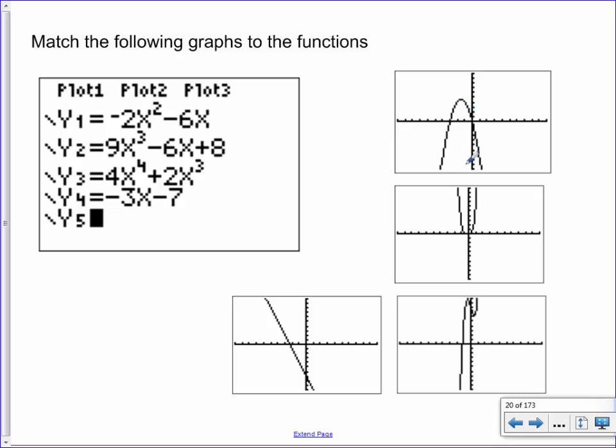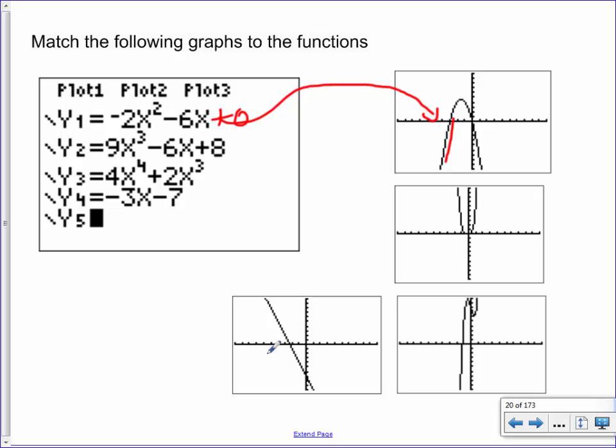I'd guess probably quadratic, right? I mean, it's upside down. It doesn't have any extra little twists in it. So this one right here seems like a really good possibility. It's got a negative leading coefficient. It's quadratic. What's the y-intercept based on this equation? 0. What's the y-intercept on this graph? 0. Does that make sense?